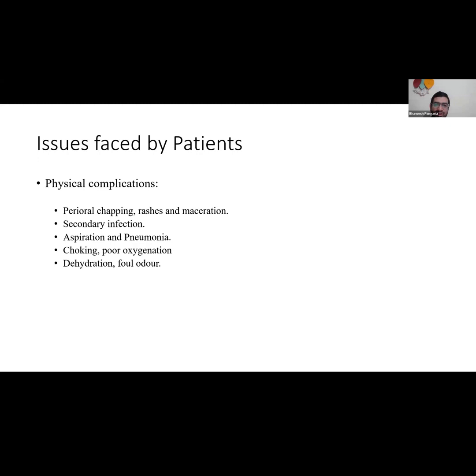It can lead to aspiration and pneumonia because there will be a swallowing reflex defect. Also, the hypersecretion can lead to aspiration and pneumonia. It can also lead to choking and poor oxygenation. Due to aspiration, there will always be poor oxygenation. Other than that, hypersecretion can lead to dehydration, and also it will lead to foul odor of the oral cavity.